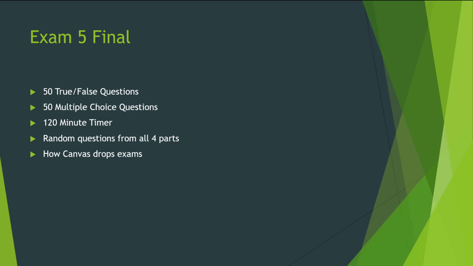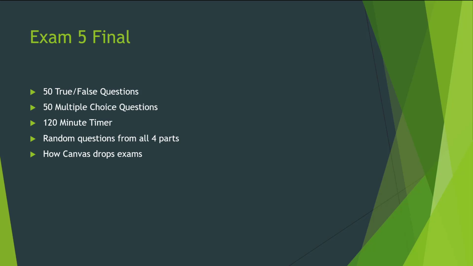For the final, it's like the other exams, except it's not. It consists of 50 true-false, 50 multiple choice, with a 120-minute timer, so basically double, but it pulls random questions from all 4 parts. It's comprehensive. Now, since the best 4 out of 5 exams count, that means that once you have 4 exams, then all the other work, etc., you could elect to not take the final. You'd get a 0 on it, but Canvas would keep the best 4.